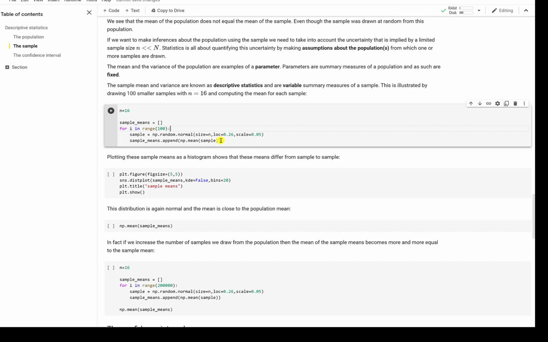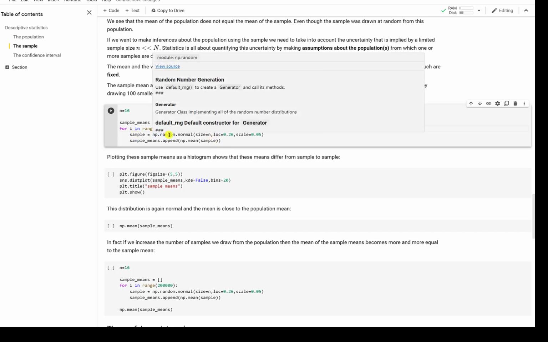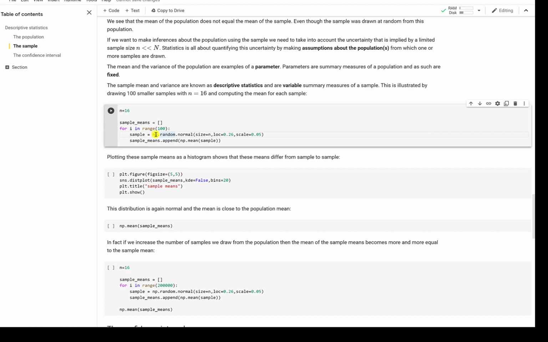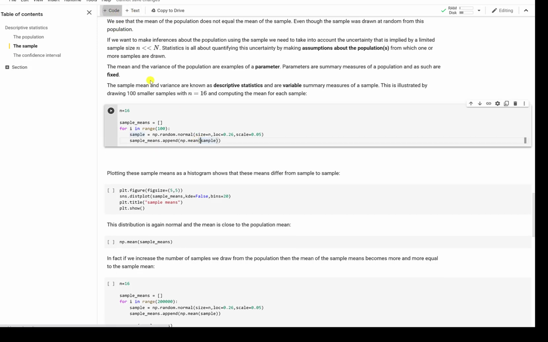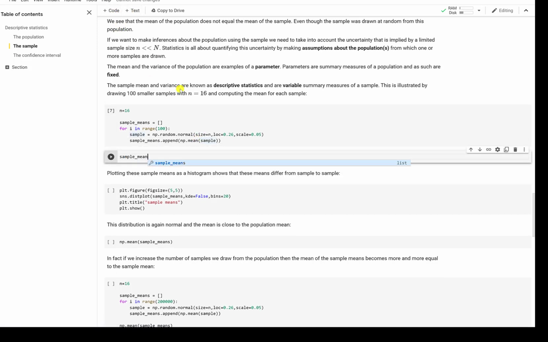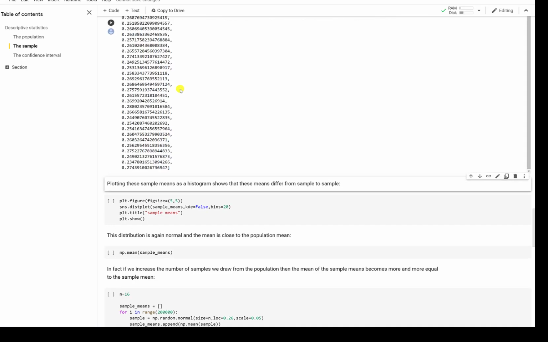What we're going to do is draw the sample at random, and then store the sample mean in a list. For each sample that we draw, we compute the sample mean, that's what you see here, and we add that to this list called sample means. So let's execute this code. We have done that, and now we can plot these sample means. We now have 100 sample means. I can show you that actually. So that's a list of 100 sample means.